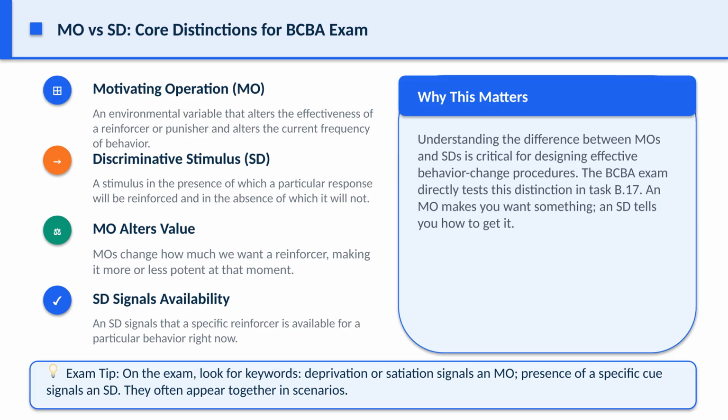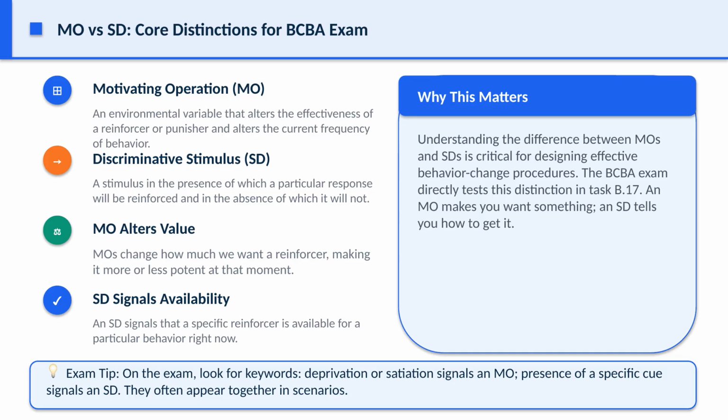On the BCBA exam, you must distinguish between motivating operations and discriminative stimuli, as both are antecedents but function differently. A motivating operation alters the effectiveness of a reinforcer or punisher and changes the current frequency of behavior. For example, food deprivation makes food more valuable, increasing behaviors that previously led to food. In contrast, a discriminative stimulus signals that a specific response will be reinforced in its presence and not in its absence, like a green light indicating that pressing the gas pedal will move the car forward.